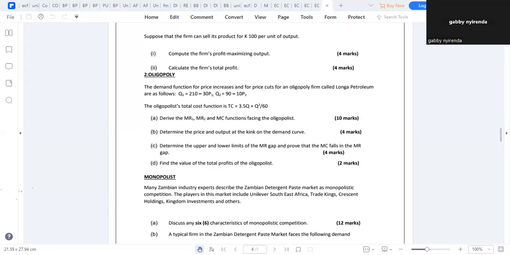Monopolistic markets. Yes, we have monopolistic markets. There's also perfect competition. Yes, perfect competition. Okay, duopolies. Yes. And duopoly. And then oligopoly.